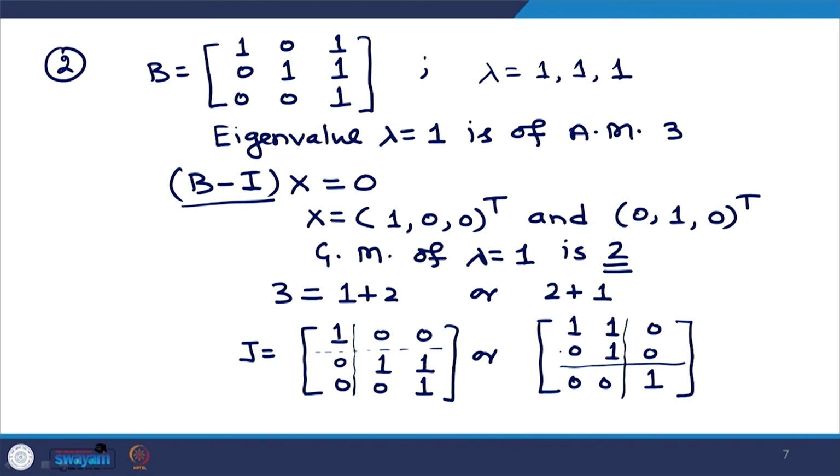So, in this lecture we have learned the definition of minimal polynomial, then we have learned about the Jordan blocks and how to write the Jordan canonical form of a given matrix based on its eigenvalues and eigenvectors, basically based on the algebraic multiplicity and geometric multiplicity. In the next lecture, we will learn about Jordan canonical transformation. So, with this, thank you very much.